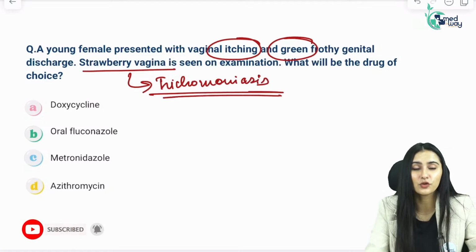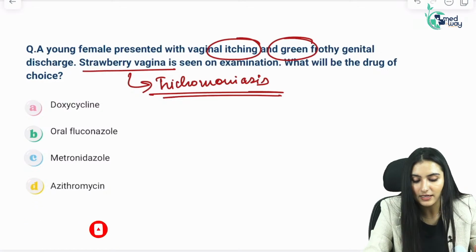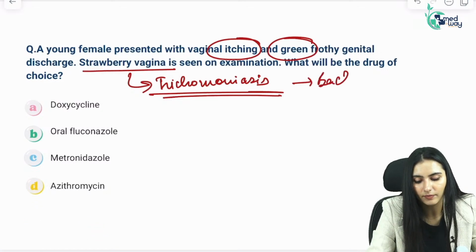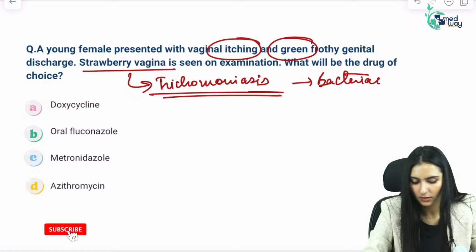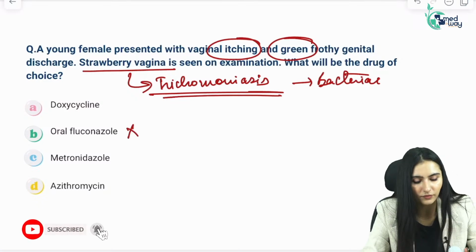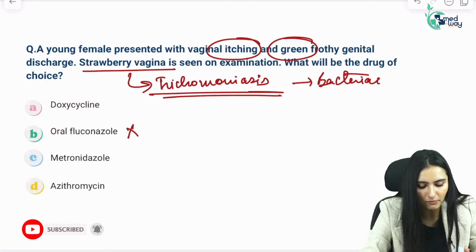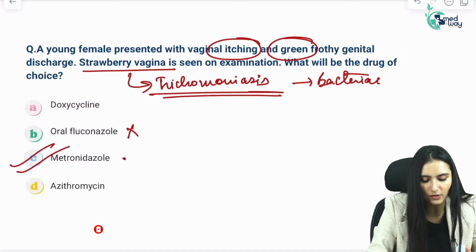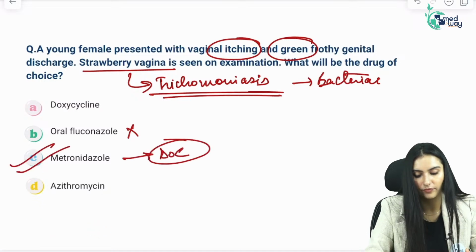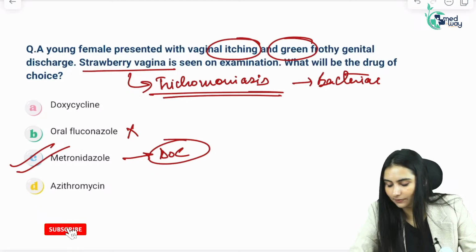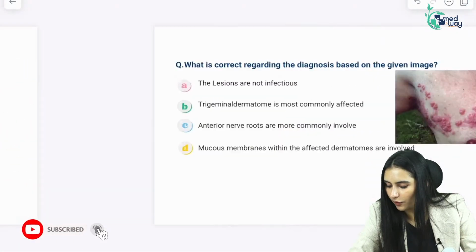Alright, what is the drug of choice? It is a bacterial infection. Let's rule out. Fluconazole is an antifungal, will not be used. Out of doxy, metro and azithro, metro is the drug of choice. Okay, simple. All of you kind of know it.